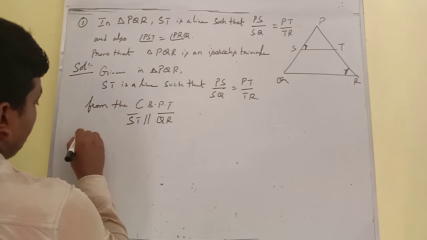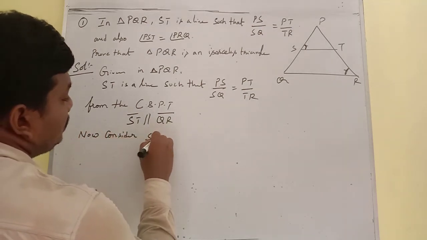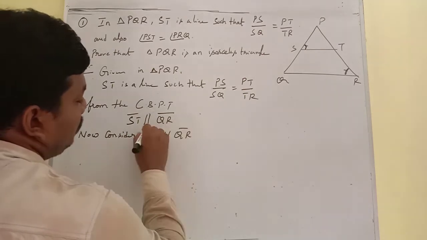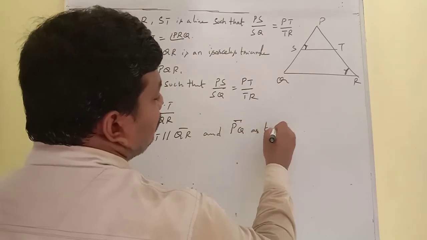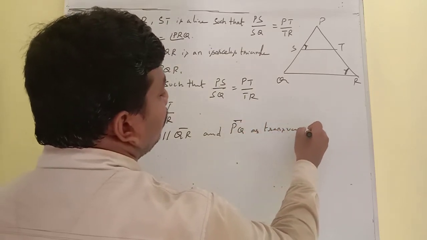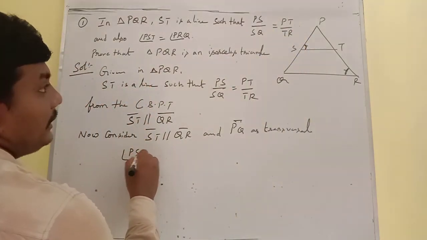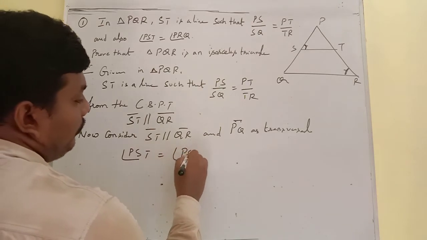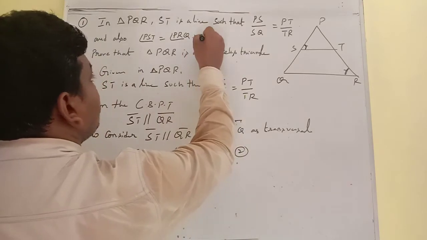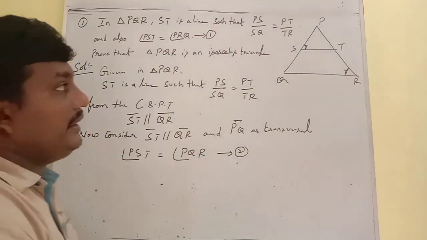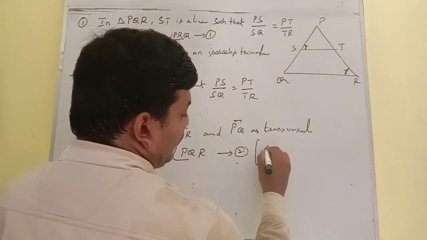Now consider ST parallel to QR and PQ as transversal. When PQ is a transversal, then angle PST is equal to angle PQR. Make this as the second equation, and the earlier one as the first equation. Angle PST is equal to angle PQR because they are corresponding angles.